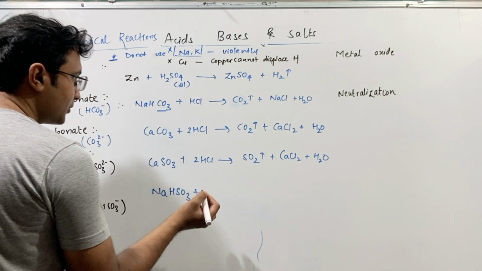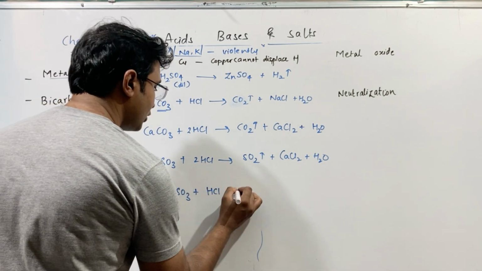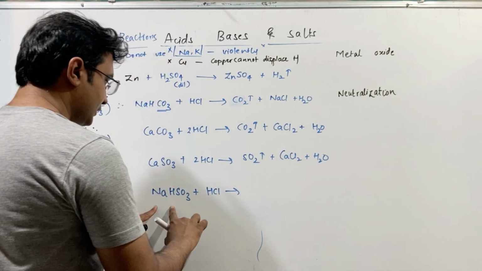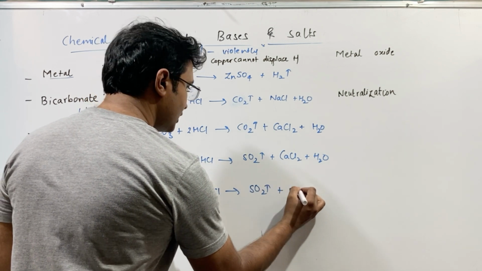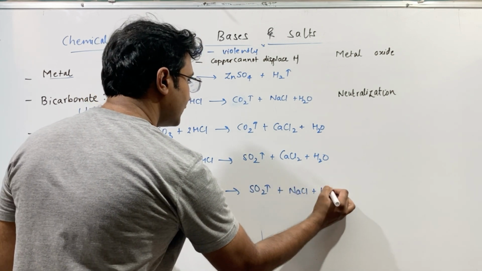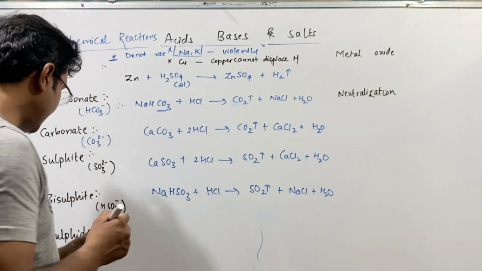NaHSO3, any compound you can take, plus HCl or H2SO4 also you can take. So it will form what? First liberate SO2, then form the salt, NaCl, and liberate water molecule. That's it. The pattern remains same.